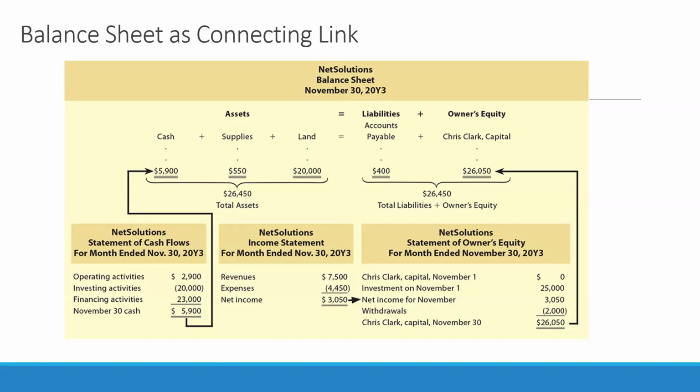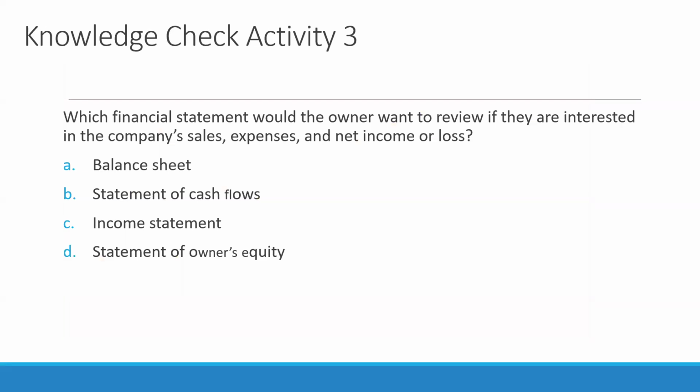The cash is on the balance sheet. The net income goes to the equity. Which financial statement would you want to review if you were interested in the net income of the business? Yep, the income statement.